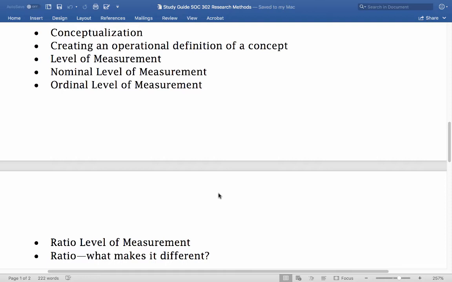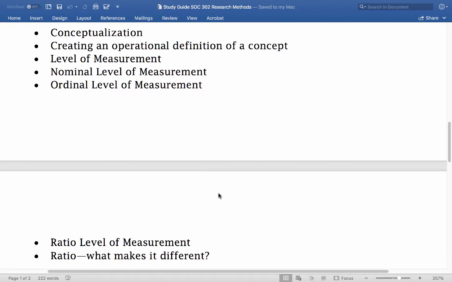But ordinal, again, it has that rank ordered thing. So, if you were to say something like, let's say you're measuring frequency of studying or frequency of attending class, right? You'd have people that attend class all the time, then people that have missed a couple classes, people that have missed a bunch of classes, just kind of in a rank ordered way. So that's how you're going to determine the ordinal one.